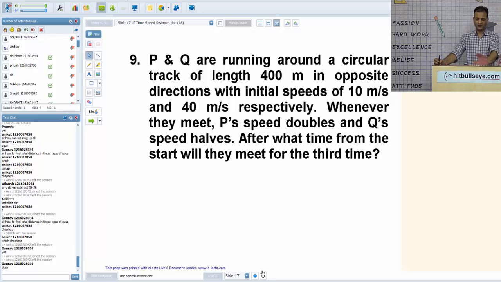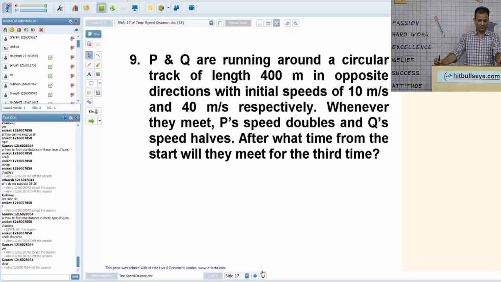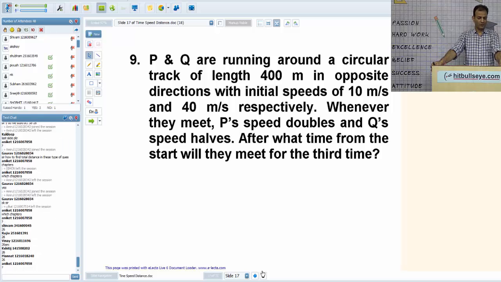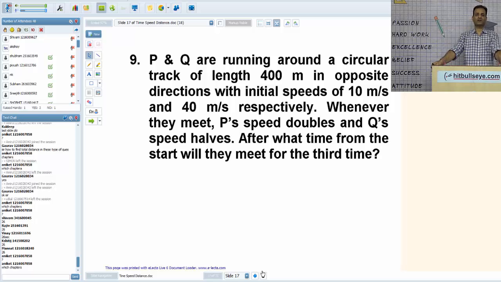Now, very basic question, friend. Just read. Don't be afraid by seeing circular motion. P and Q are running around a circular track of length 200. Very basic question. You can find these types of questions in the exam also, friends. Basic question, but again the main thing is your temperament, your attitude under time pressure.